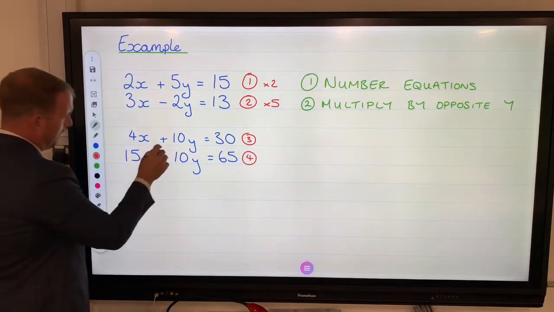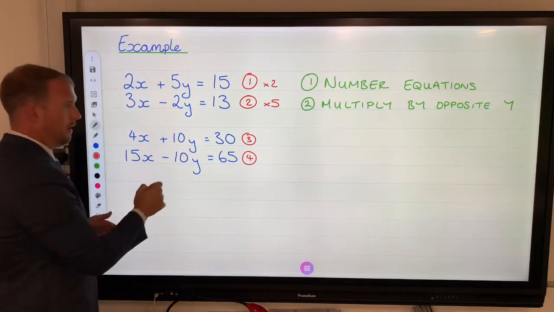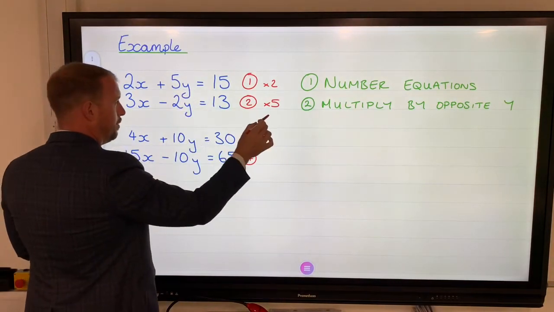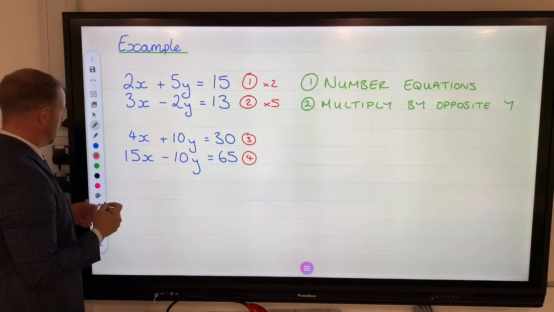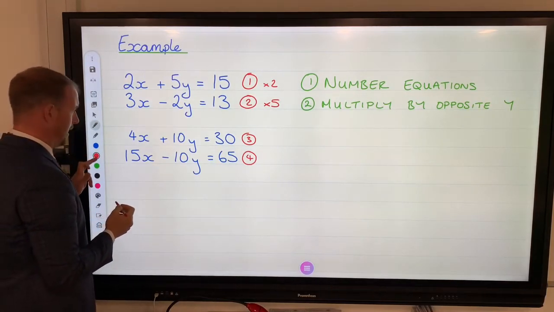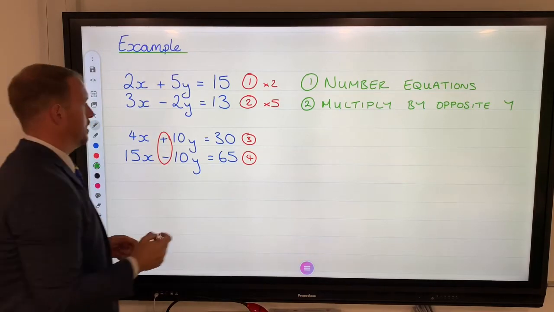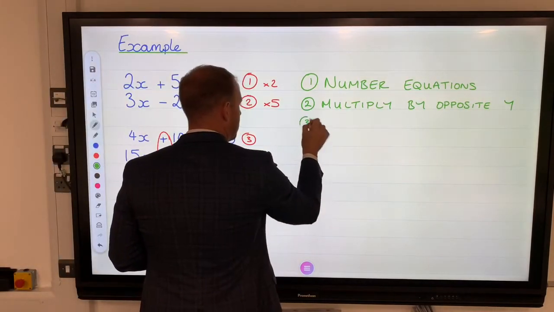But now, I'm looking at my y's. Well, they're the same now, that's what we wanted to do, that's what we're trying to achieve. And that's why we multiply by the opposite y's. That's the very same reason. So, I'm now going to have a look at my symbols. Okay, if the symbols are the same, we subtract.